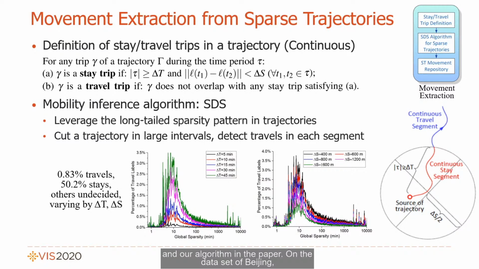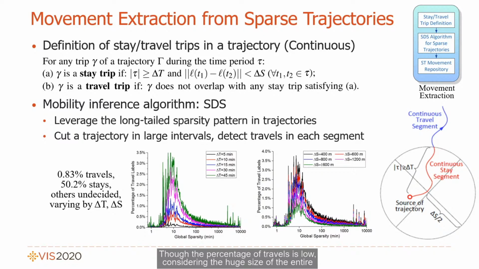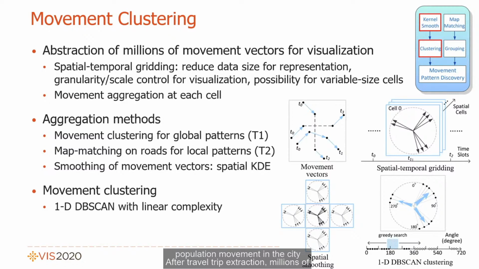On the dataset for Beijing, the algorithm detects close to 1% of records as travels and half of records as stays. Others are undetermined. Though the percentage of travel is low, considering the huge size of the entire data, that is 8 billion, it is still capable of representing the population movement in the city. After travel trip extraction, millions of local movement vectors need to be abstracted for visualization. We adopt a fundamental strategy in spatial data analysis, gridding.